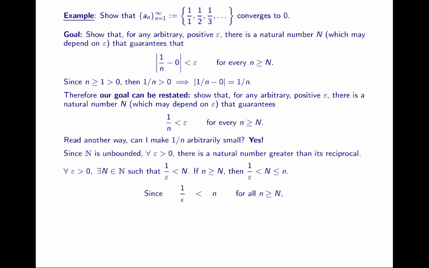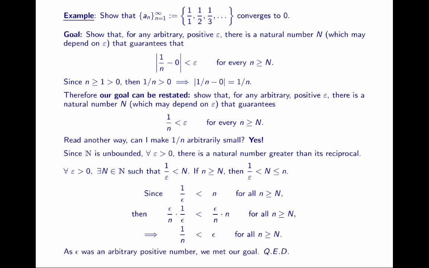By transitivity, that implies that 1 over epsilon is less than little n. I can multiply both sides by the positive number epsilon over n and deduce that 1 over n is less than epsilon. And since epsilon was an arbitrary positive number, we have met our goal.